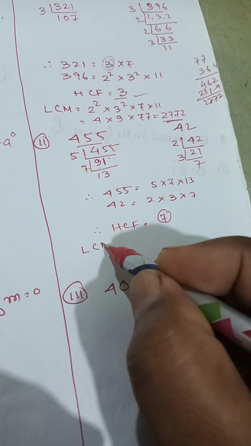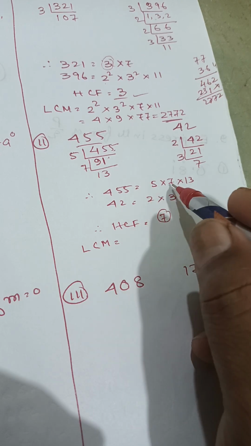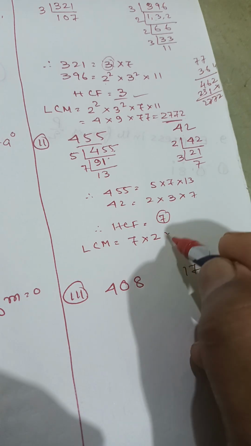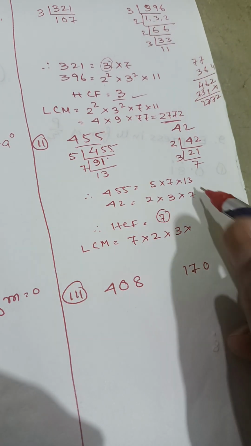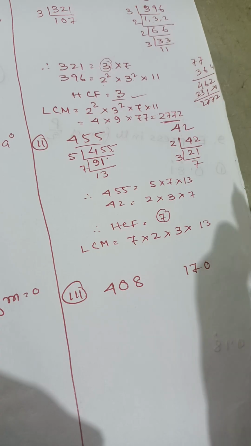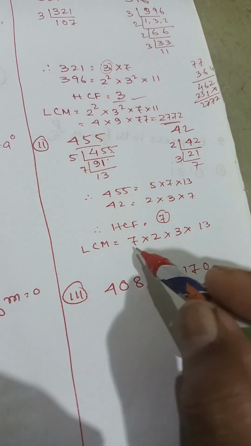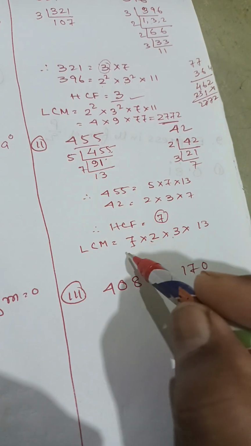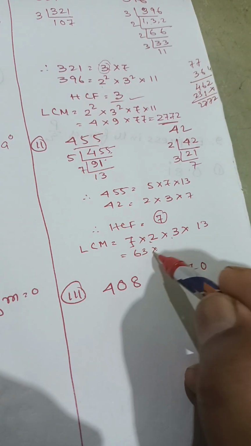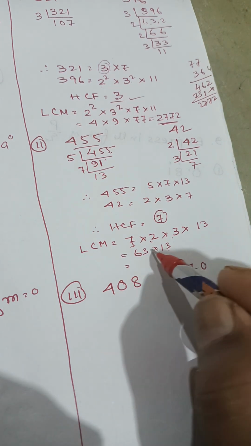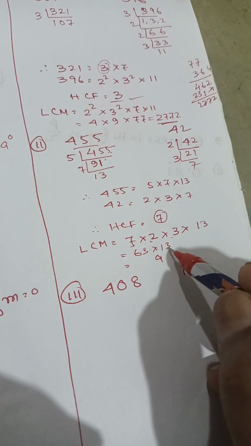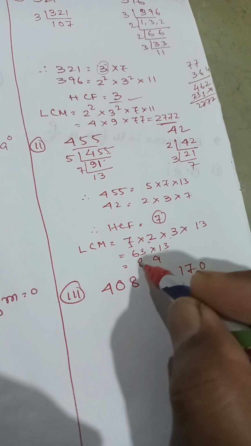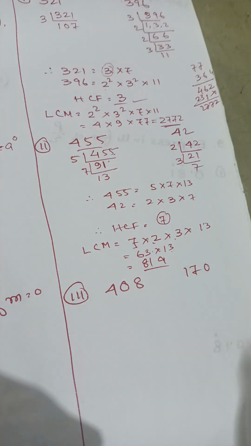Now you find LCM. LCM is common and uncommon. You see 7 is common in both, you write 7 first. 2 is not common in both, you write 2. 3 is not common in both, you write 3. 13 is also not common in both, so you write 13 here also. Now multiply: 7 3 is 21, 21 3 is 63, into 13. If you multiply, 13 3 is 39, 13 6 is 78 and 3 is 81. So this is the LCM. So we have completed this one also.